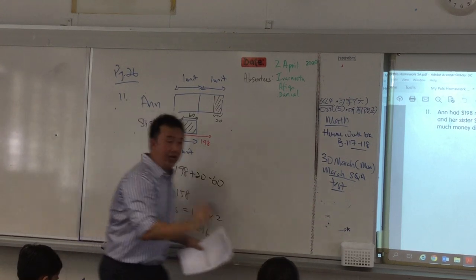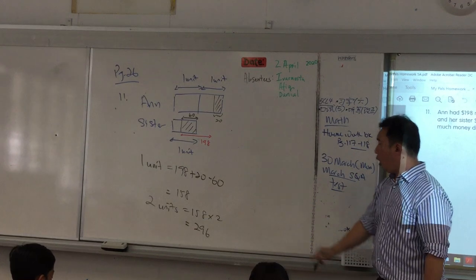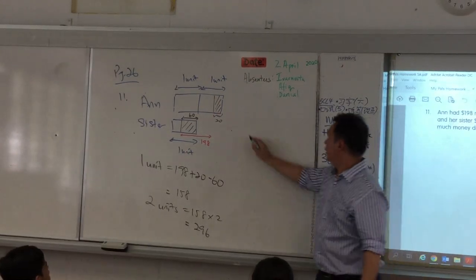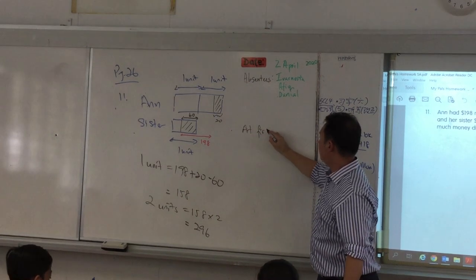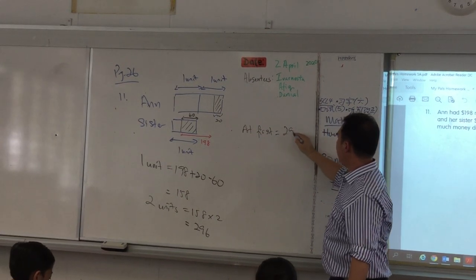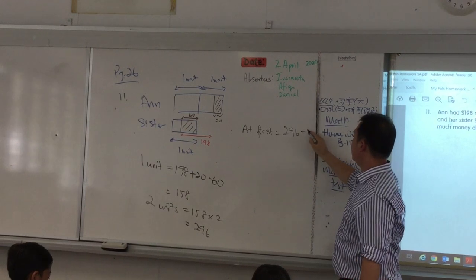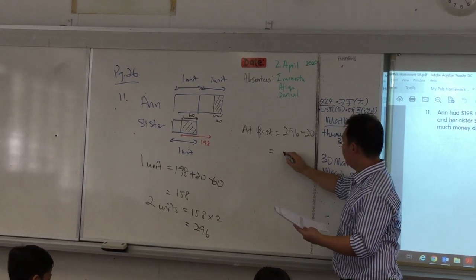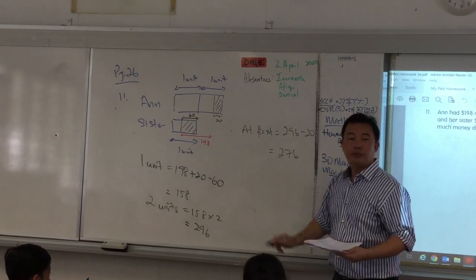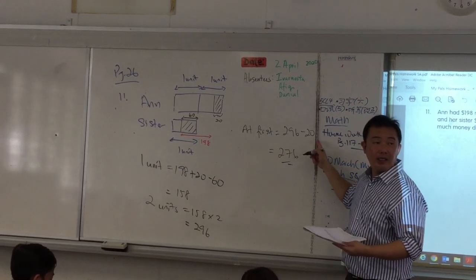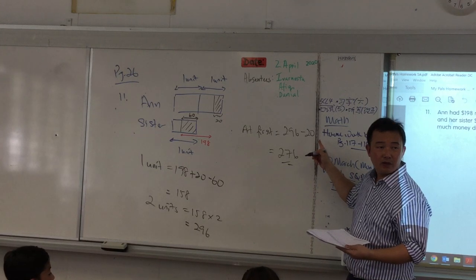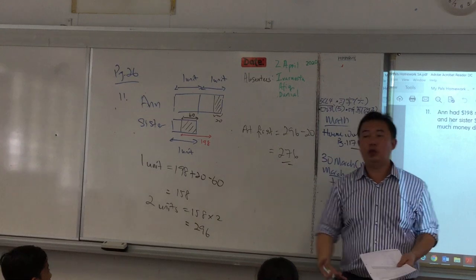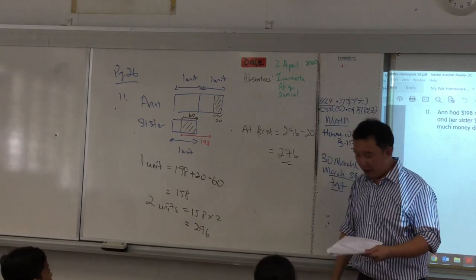Alright, so 296. Is that the answer? No. 296 is 2 units. But the question asked for at first. So at first, 296 minus 20. Why do I minus 20? Because the $20, where did this $20 come from? From the mother. So the question asked for at first, so I must return the $20 to the mother.